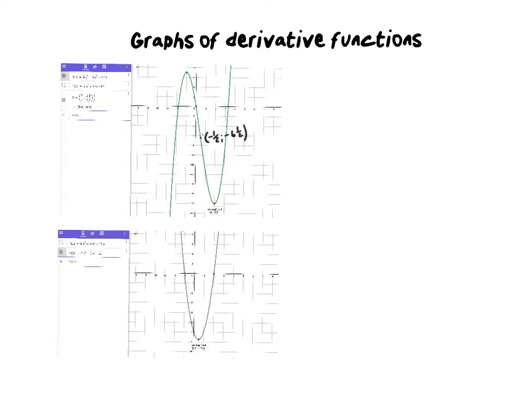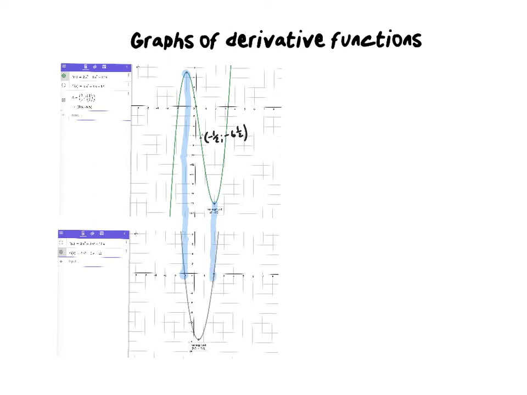Now, on the bottom there, I've got the graph of the derivative of that. In other words, the graph of 6x squared minus 6x minus 12. Let's quickly compare these two graphs again and see what happens. The first thing we will notice is that the x values of the turning points are exactly the same as the x values of the intercepts. That was one of the first observations that we made.